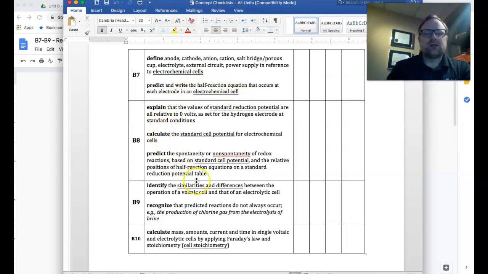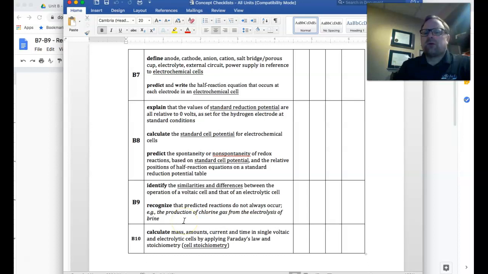B8 is all about cell potentials, and cell potentials give us an idea of the amount of energy that might be generated by a battery, or the amount of energy we might need if we're dealing with an electrolytic cell. We will deal with these standard cell potentials in concept B8, and this is where we'll get into a tiny bit of relatively simple calculations. And then B9 kind of bridges the two together.